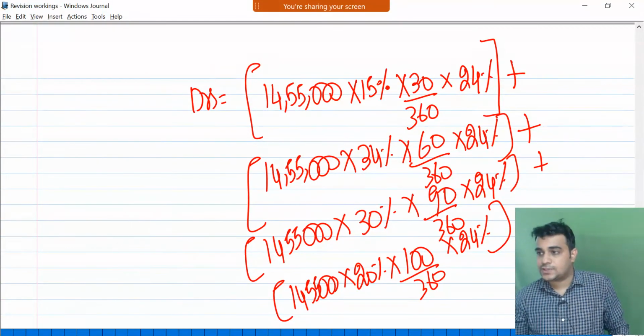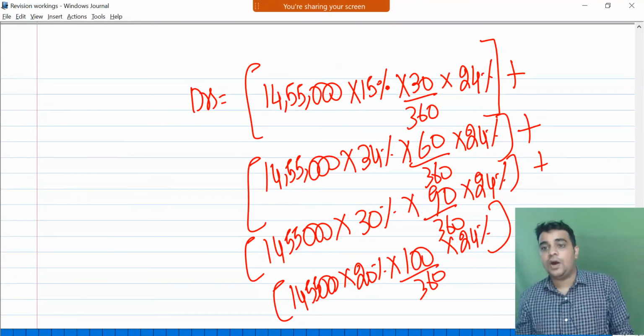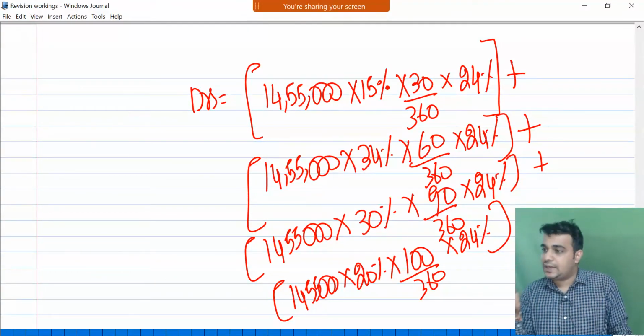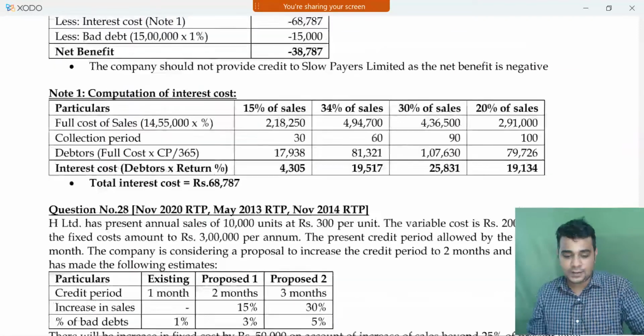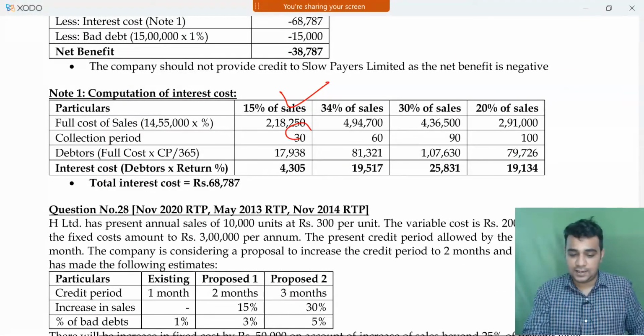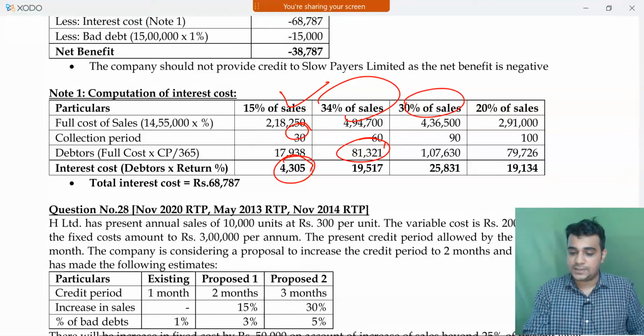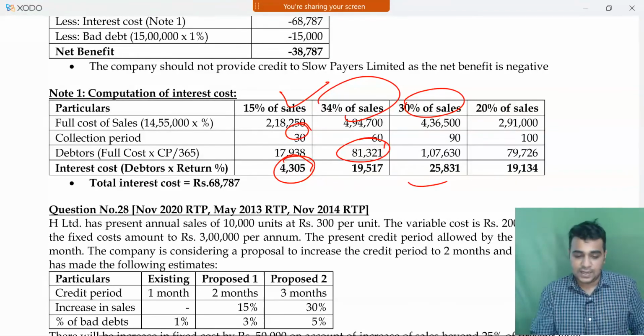So interest cost is going to be done in a slightly longer manner, because if it was a single credit period I could have done it, but this customer is working with multiple credit periods. So 15% of the sales, 30 days, this much is the cost. 34%, this is the cost. 30%, this is the cost, 20%, this is the cost. Net interest cost is so much, net benefit is negative.